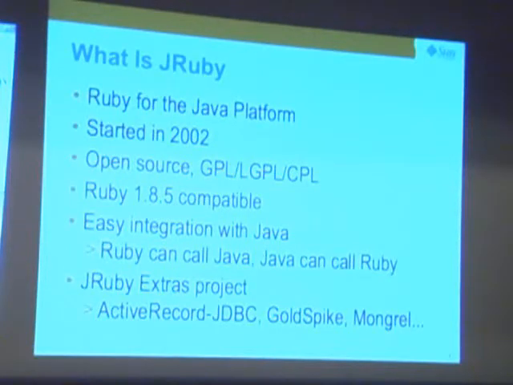So what is JRuby? JRuby is an implementation of Ruby on the Java platform. It's an open source project that was started in 2002, and we've tried as hard as we can to make sure that it's as compatible with Ruby 1.8.5 as we can make it. Since it's implemented in Java, we offer integration with Java. So it's easy to call Ruby from Java and Java from Ruby.